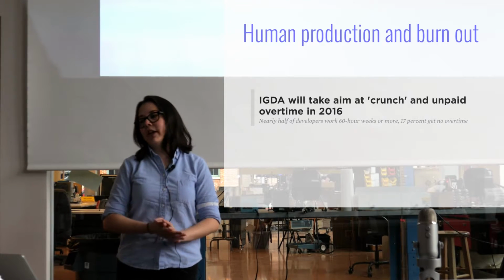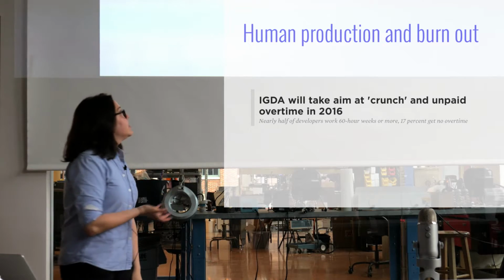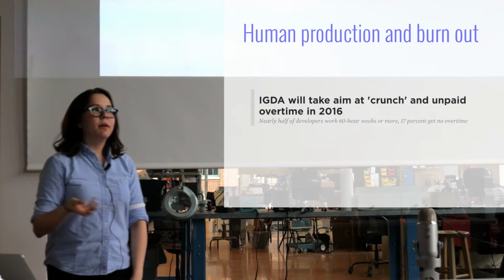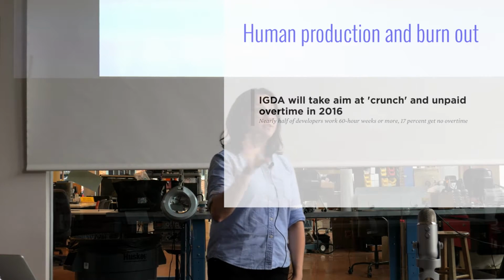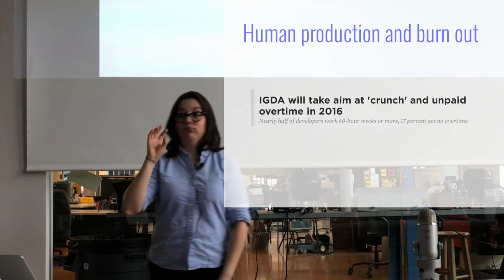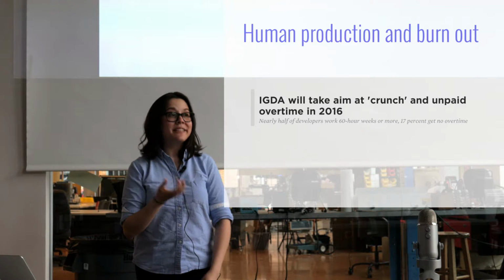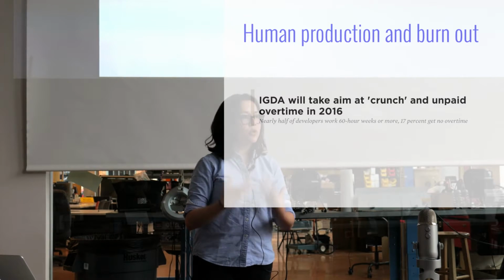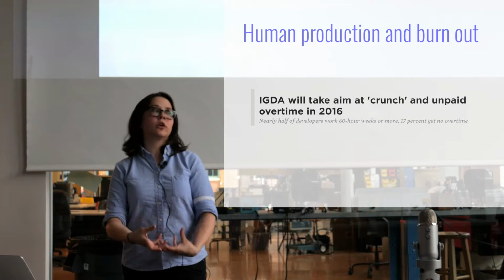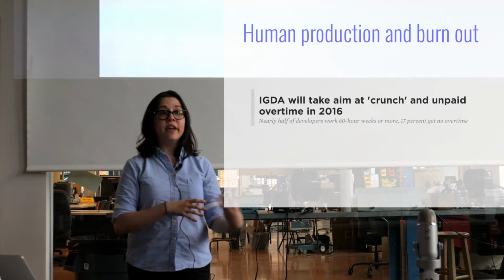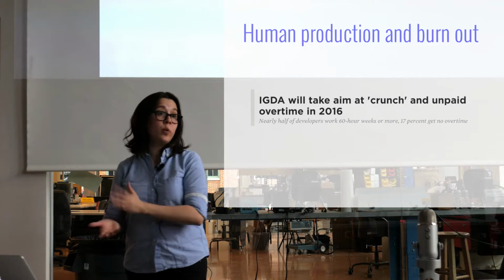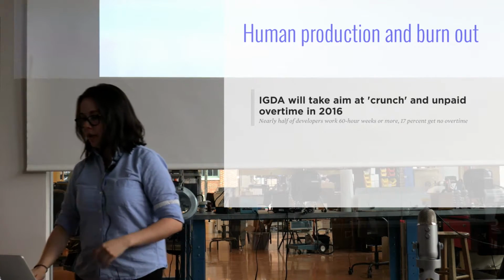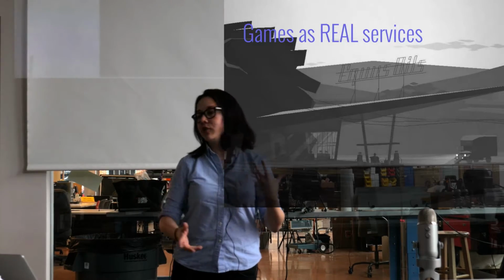Then human production and burnout. Pretty much, we need to tackle crunch. And I think we need to tackle it because the design strategists in other industries are tackling things like capitalism. It sounds huge, but they are. They're trying to figure out what the future of work is. So if they are, so can we. If those designers can, so can we.